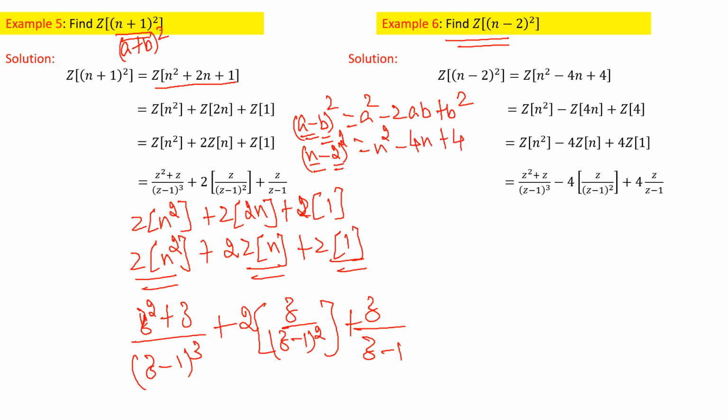Then once again, we will take z transform of n power 2, z transform of minus 4n, z transform of 4. From the second term, take 4 outside. So you will get z of n power 2 minus 4 times z of n. From the third term also, if I take 4 outside, we have 4 into z of 1. Then we know that z of n power 2 is equal to this one. We also know that z of n is equal to this. So we multiply this by 4. And finally, z of 1 is z by z minus 1 multiplied by 4. So this is my final answer.